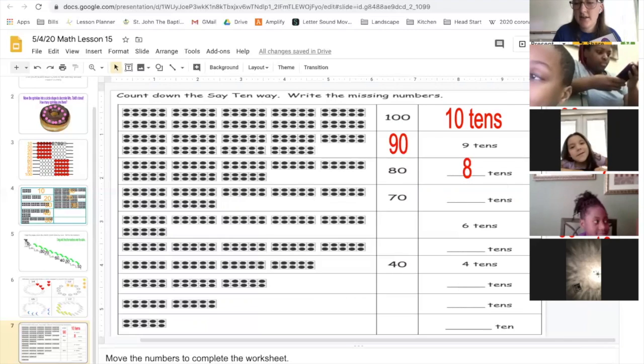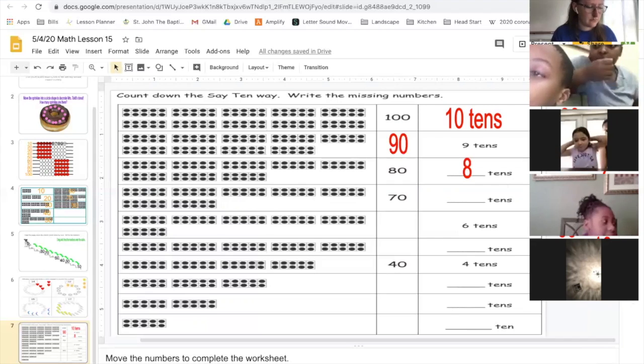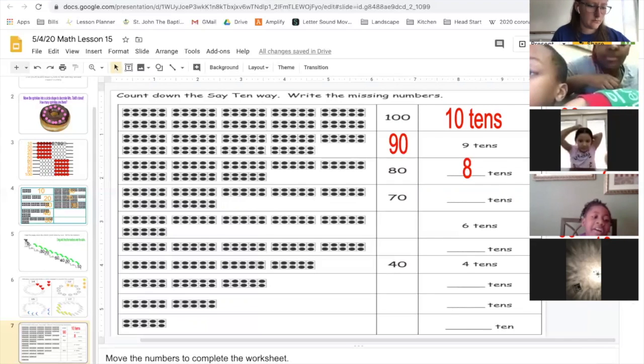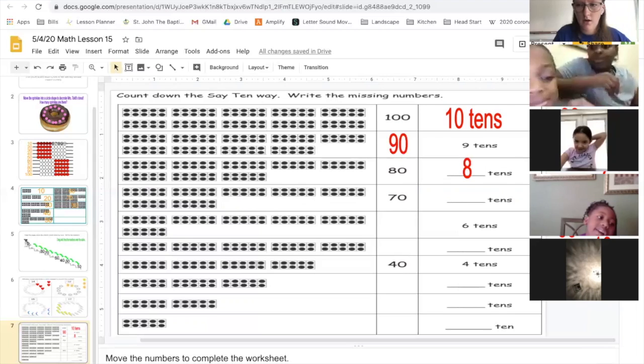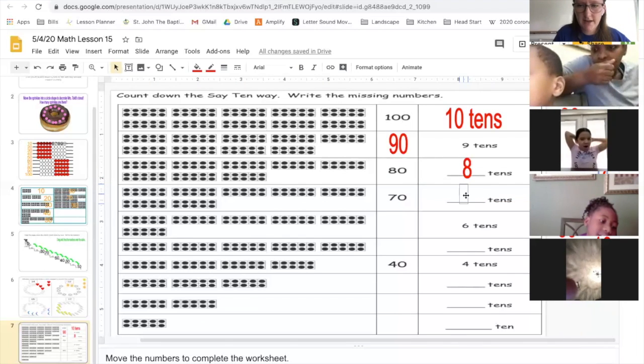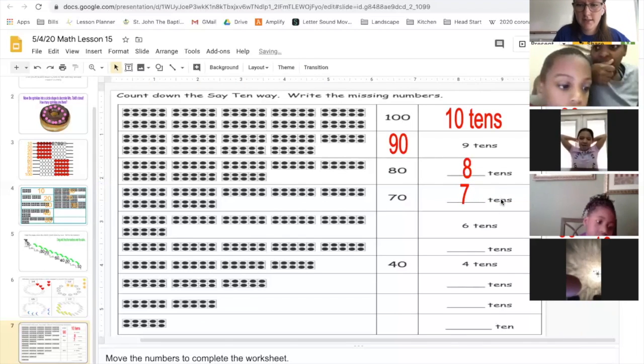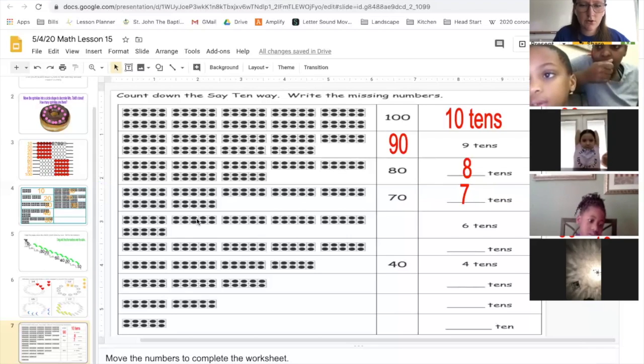So can you find the 7 on the right? Where is it, Camila? Number 7. There we go. All right, so we're going to move the 7 to say 7 10s. All right, let's go to the next one.